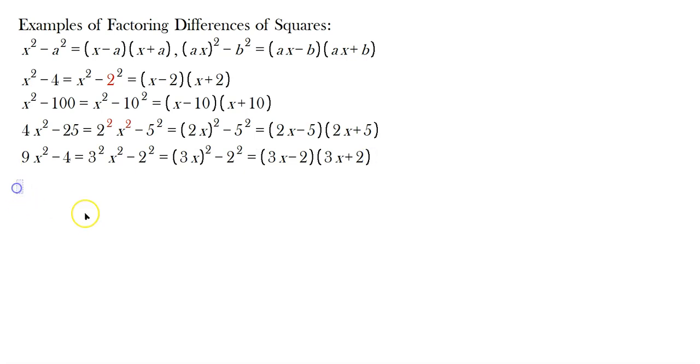Next example, let's make the numbers a bit bigger this time. So I'm going to say something like 16x squared and then minus 81. You want to always begin by looking at the GCF.